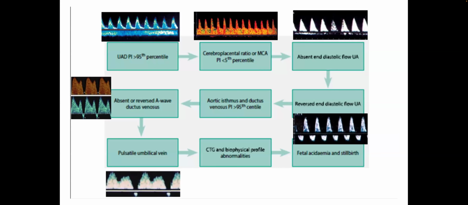And if you look sequentially at how fetal distress changes these patterns, you can see that first the umbilical artery PI increases to more than 95th percentile. Then the CPR, the MCA, becomes less than 5th percentile. Then you'll have an AEDF, then a REDF. Then at the aortic isthmus and the ductus venosus, the PI may increase to more than 95th percentile. Then you have REDF, pulsatile umbilical vein, and then the biophysical abnormalities ensue. And finally, there will be fetal acidemia and stillbirth.